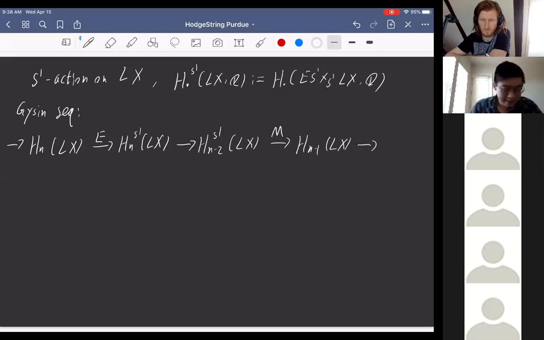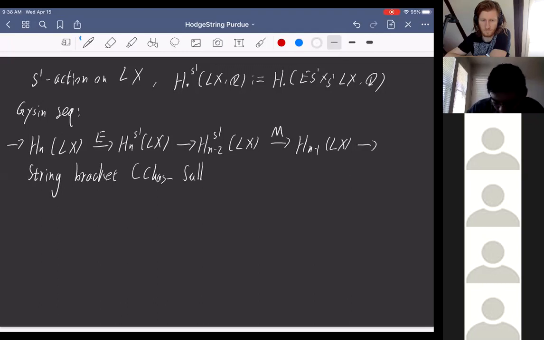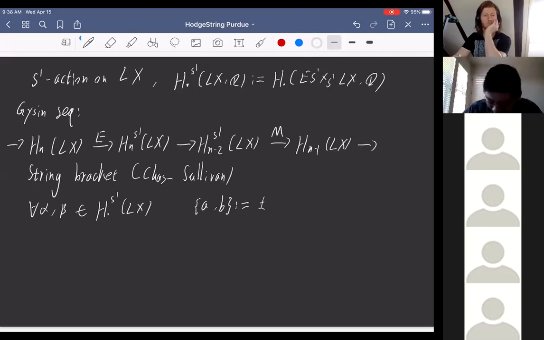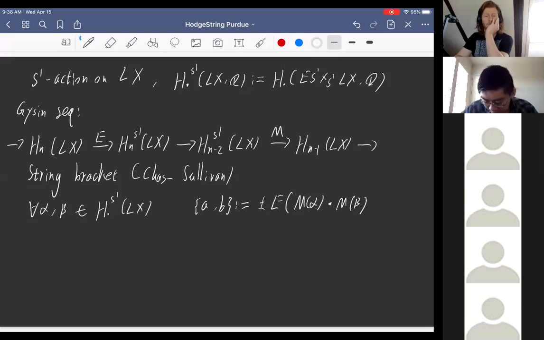And now the second algebraic structure we want to talk about in string topology is the so-called string bracket. Again, it was discovered by Chas and Sullivan. So what is it? I can pick two classes in the S1 equivariant homology of the free loop space, and define this operation given by the following formula, with a plus or minus sign. I send them to the regular homology of the free loop space using this M map, take the loop product, and then erase the marked point, right?